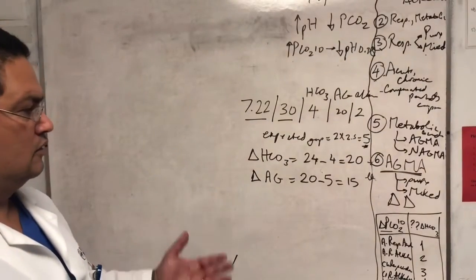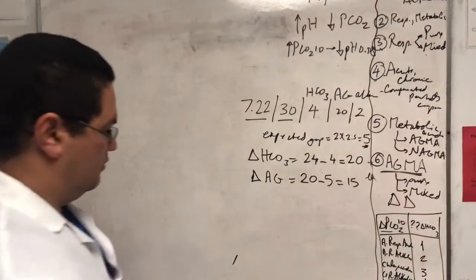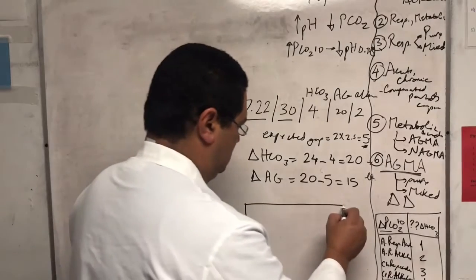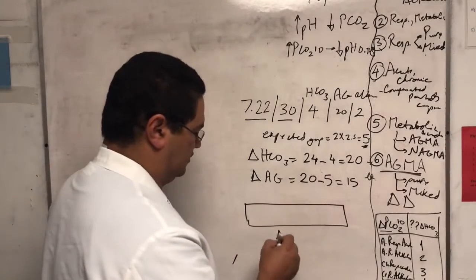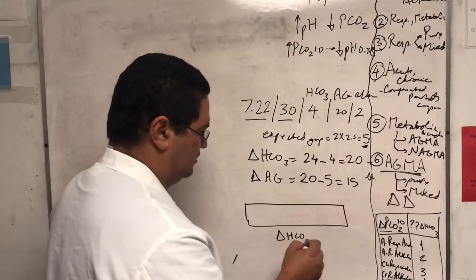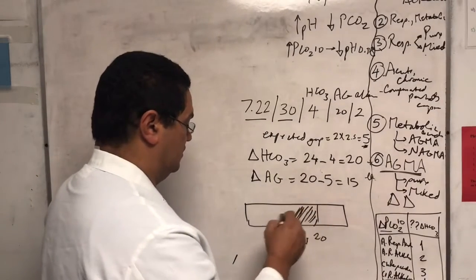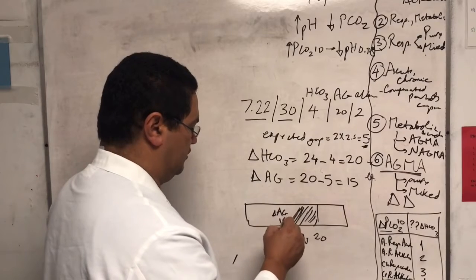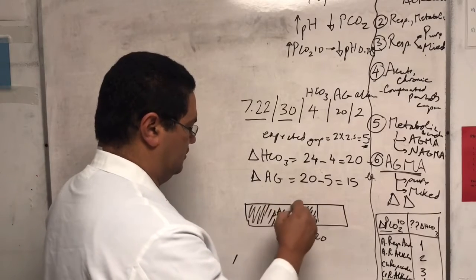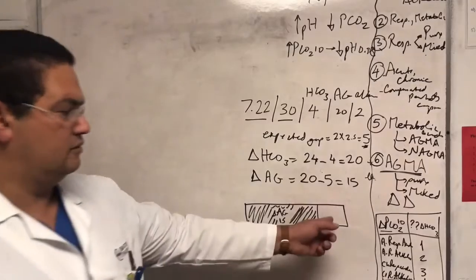Right? So the change of bicarb, that's the way I think about it. Change of bicarb is 20. 15 of it is explained by the change of gap. So what explains this 5?